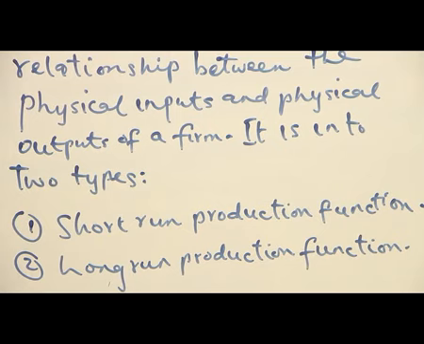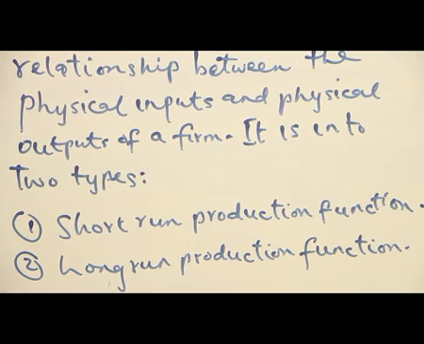And production depends on factors of production. And what are the factors of production? We have land, we have labor, we have capital, and we have the entrepreneur that will coordinate all these factors of production. So we are talking about production function. So production depends on factors of production. And what are the factors of production? They are land, labor, capital, and entrepreneur.